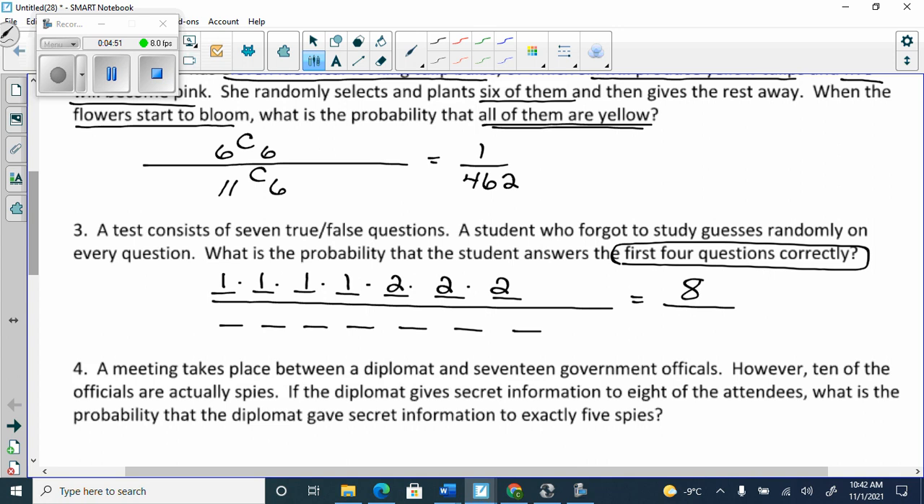So what happens to the bottom ones? They're all just, how many options do I have for each blank? Yeah, 2. So it's 2 to the power of what? 7. One out of 16.